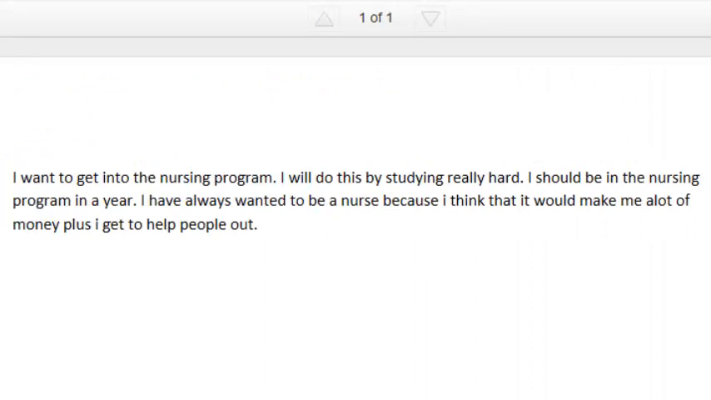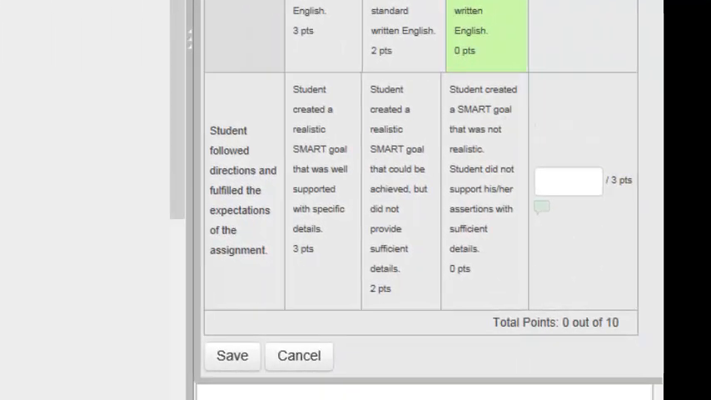When I look at this paragraph that the student wrote, they really didn't think too much about this assignment. You can tell by the shortness of the sentences, the incorrect grammar, and the lack of specific examples that the student didn't put very much time into creating a goal. So they did not meet the expectations of the assignment. So let's take a look then at the ratings.